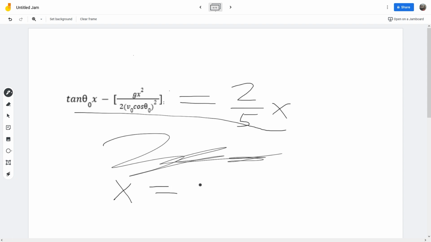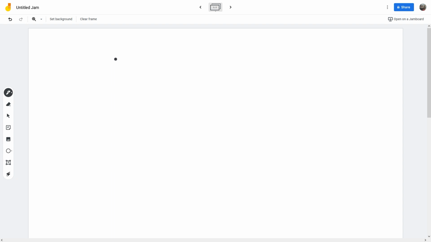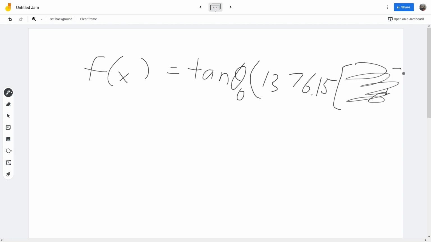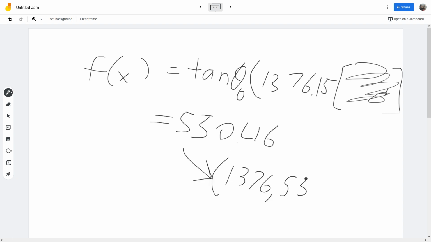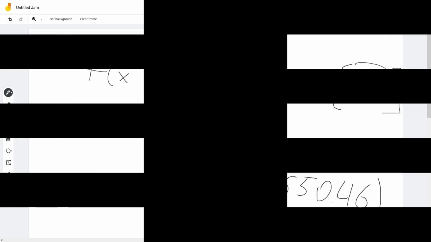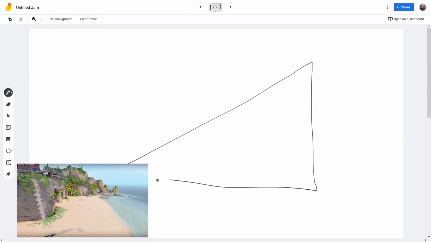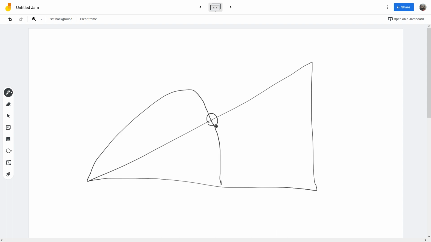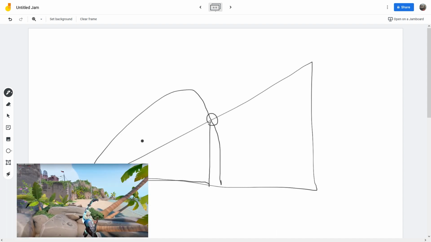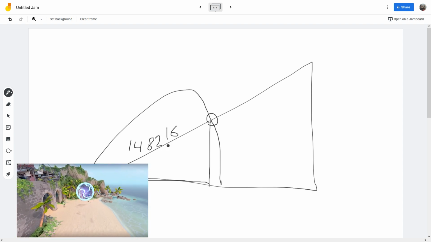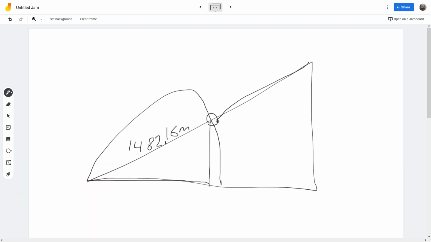This gives us the x-coordinate of 1376.15. Plugging this x-coordinate into the trajectory equation returns 550.46. The point of intersection is 1376.15 and 550.46. Then, we'll need the distance between the base and the point of intersection. This can be found using the Pythagorean theorem to solve for the hypotenuse. This ends up being 1,480.16 meters.